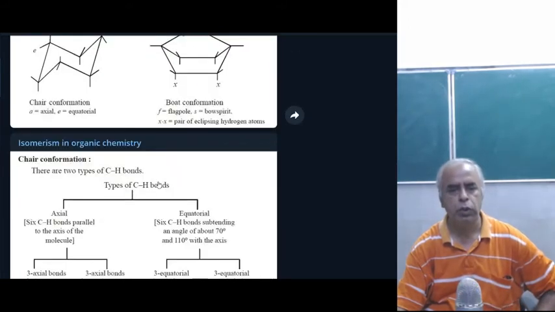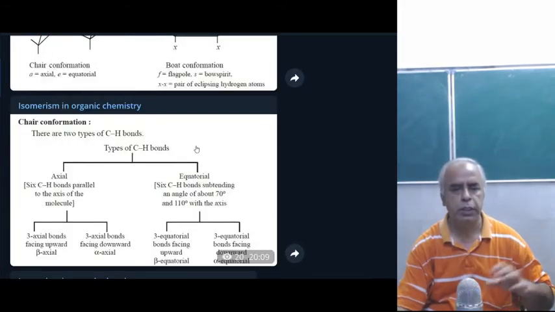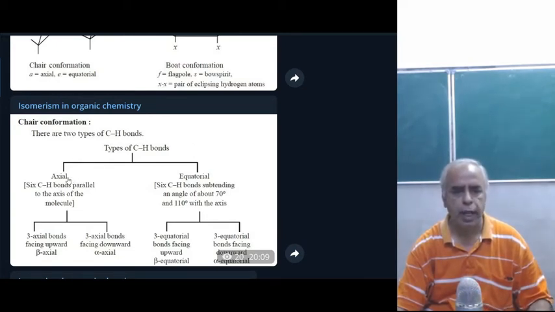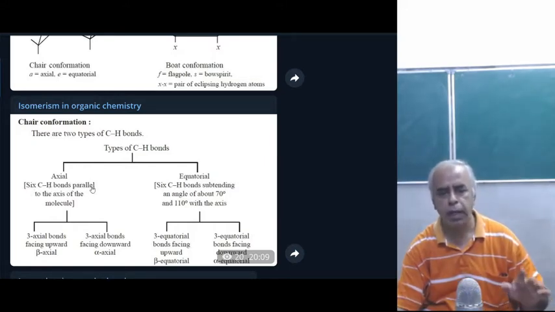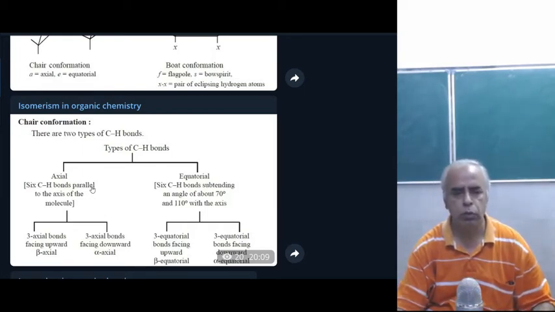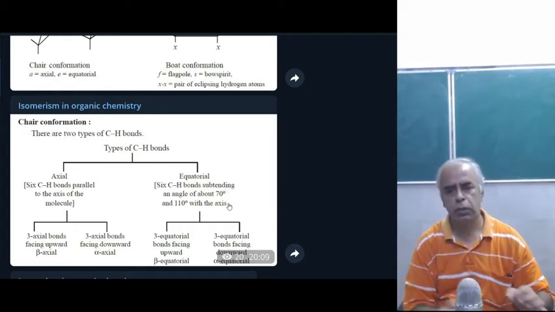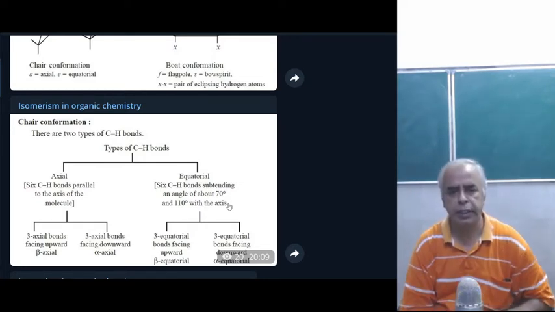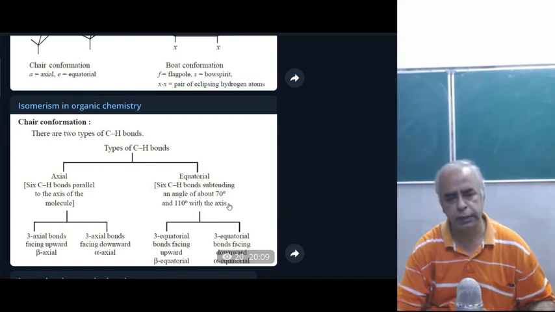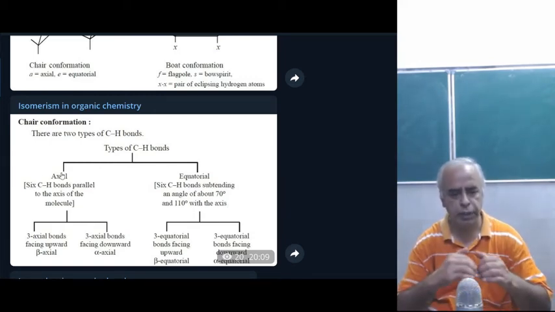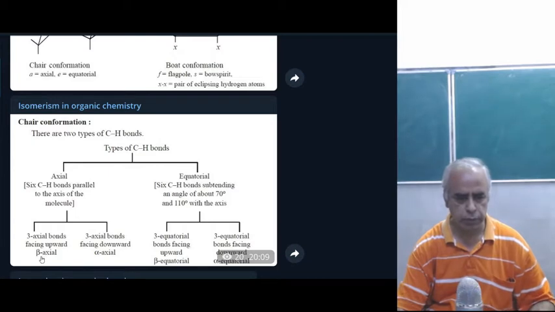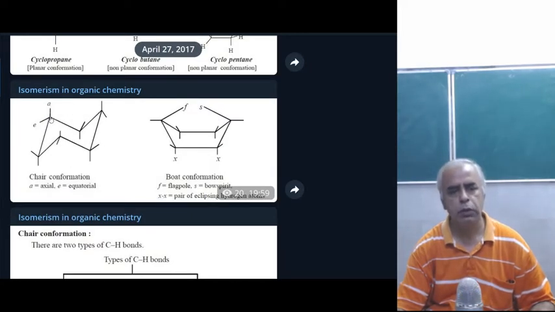Okay, so there are two types of CH bonds. One is axial, another is equatorial. Axial bonds, here you have six CH bonds that are parallel to the axis of the molecule, whereas equatorial bonds subtend an angle of about 70 degrees and 110 degrees with the axis. The axial can further be divided into two: beta axial and alpha axial. Three axial bonds are facing upward, as I already explained. So these are beta axial.